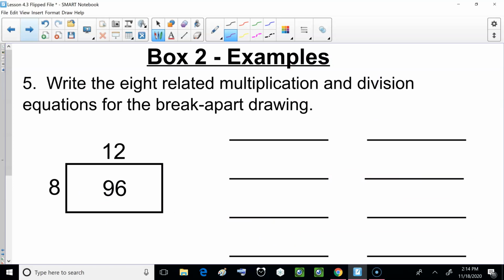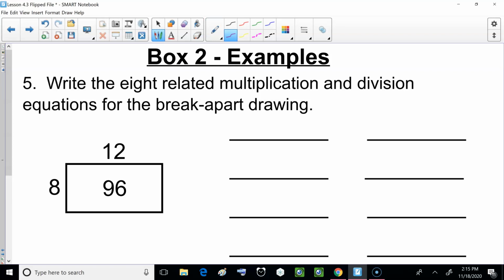Write the 8 related multiplication and division equations for the break apart drawing. Just like we had the addition and subtraction one, we can do the same thing with multiplication and division. And you'll see it looks like a division problem if we scribble out this end and this end, and you would have a division problem. So how can this drawing help us with our equations? Well, let's put those to work right now.